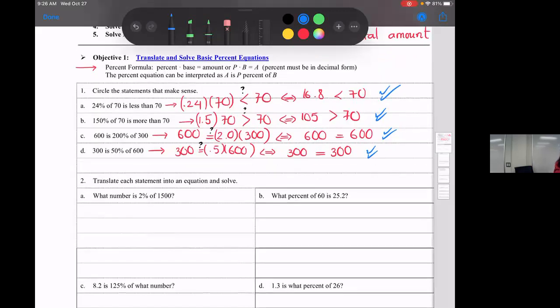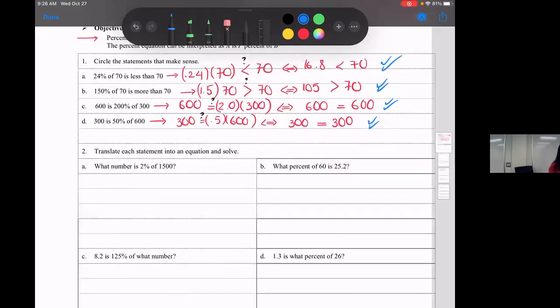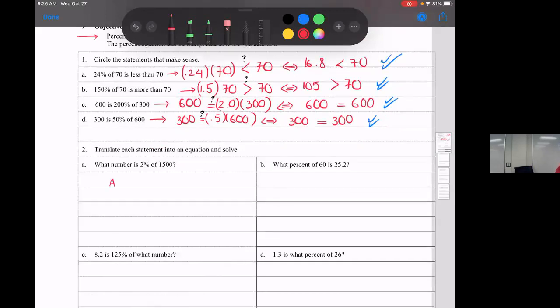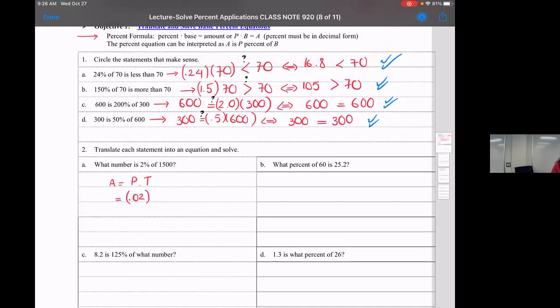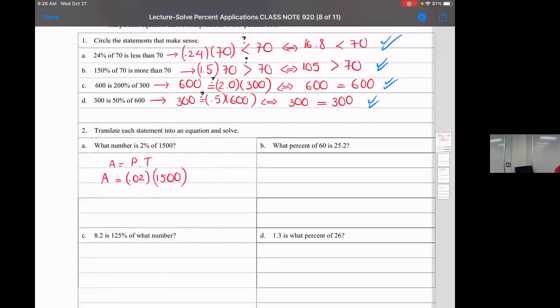All right. Let's translate each statement into an equation and solve. What number is 2% of 1500? So first things first, I'm going to write my equation: A equals P times T. And we're going to fill in these letters. 2% is definitely what letter? The P, right? Which is 0.02, put in parentheses. What's 1500? Is that T or A? T, right? That's your original amount. And then I want to solve for A, so A equals. What did you get? I got 30. Good. So far, so good.